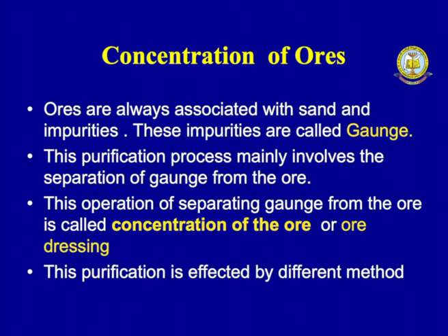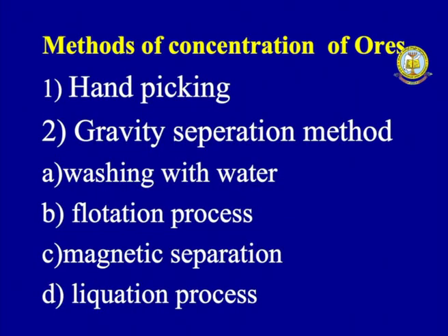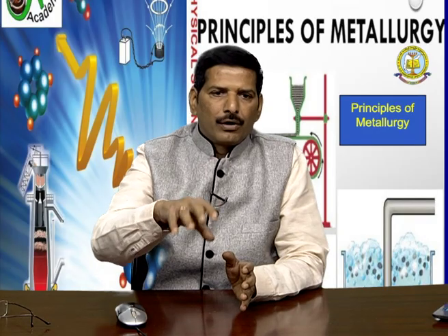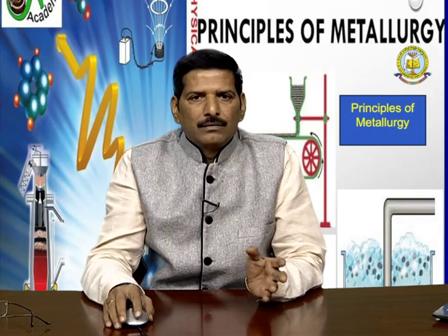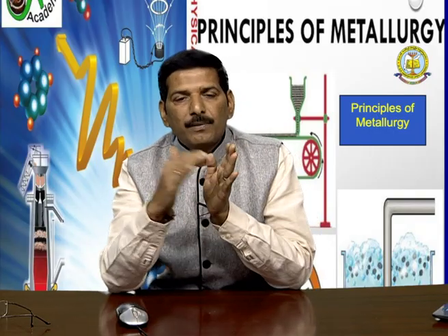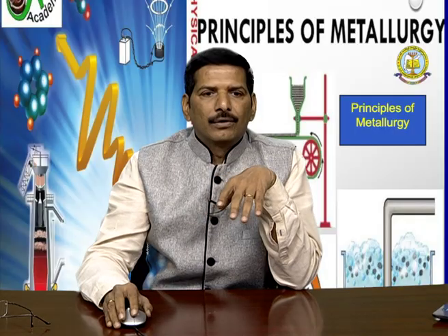So the purification or separation is effected by different methods. These are the methods: hand picking, gravity separation, washing with water, flotation process, magnetic separation and liquefaction process. These are all the methods of concentration of ores. Using these processes we will get the ore in a simplified form. So these are the methods of simplification.